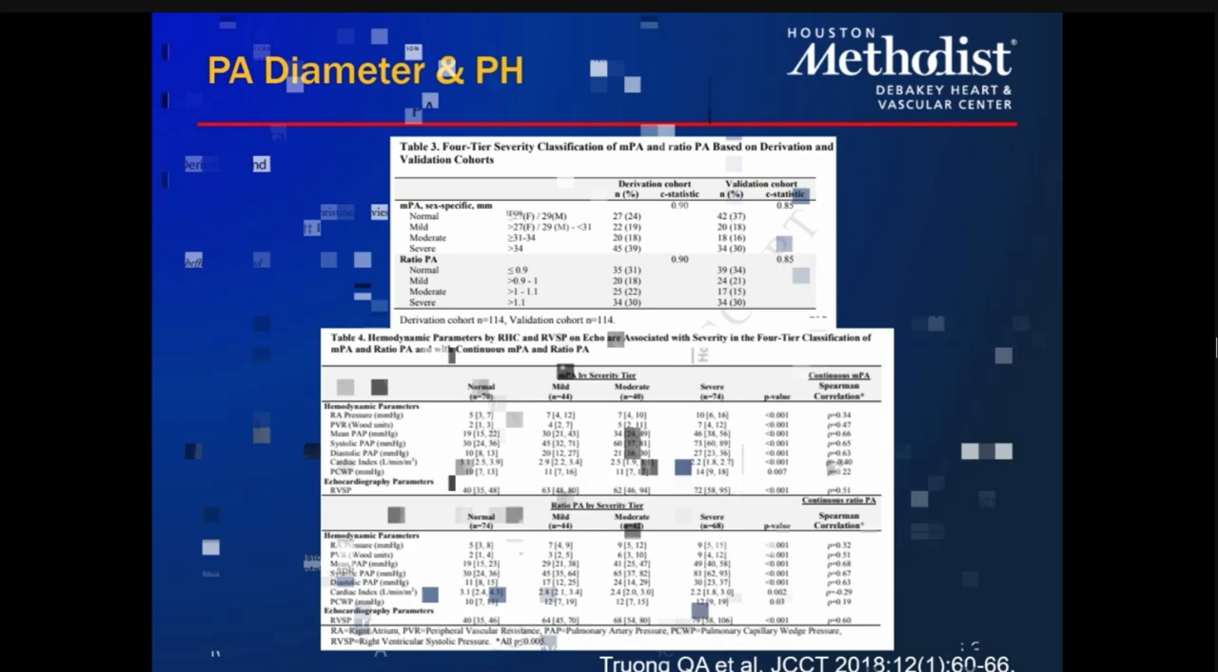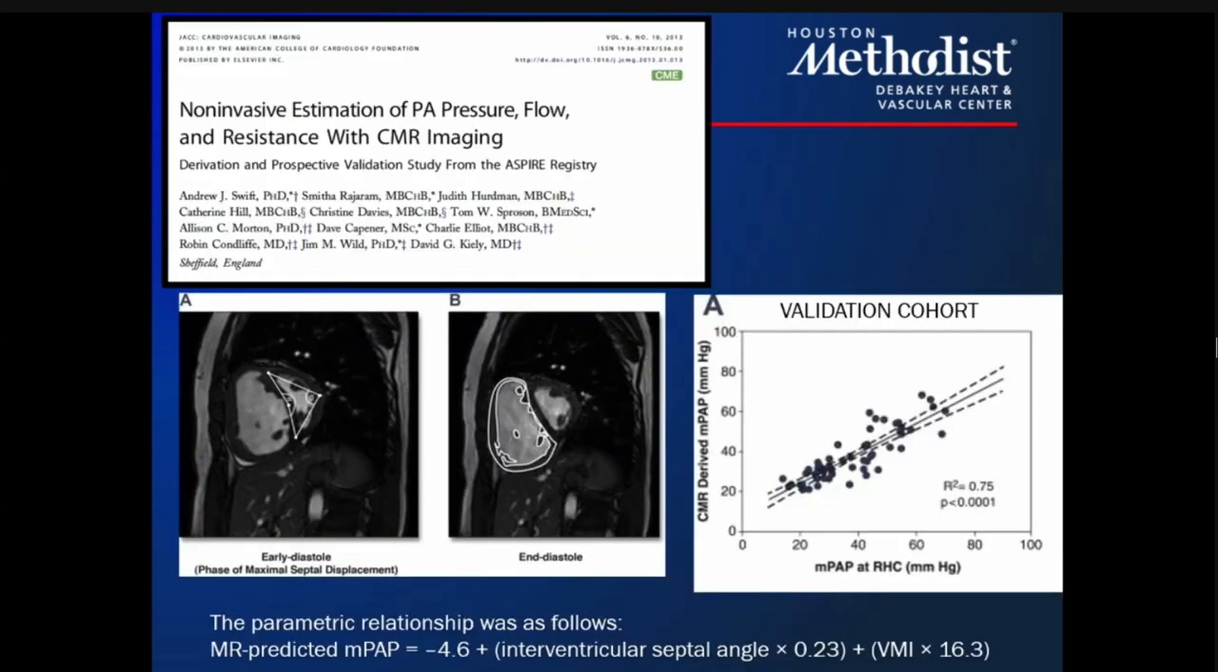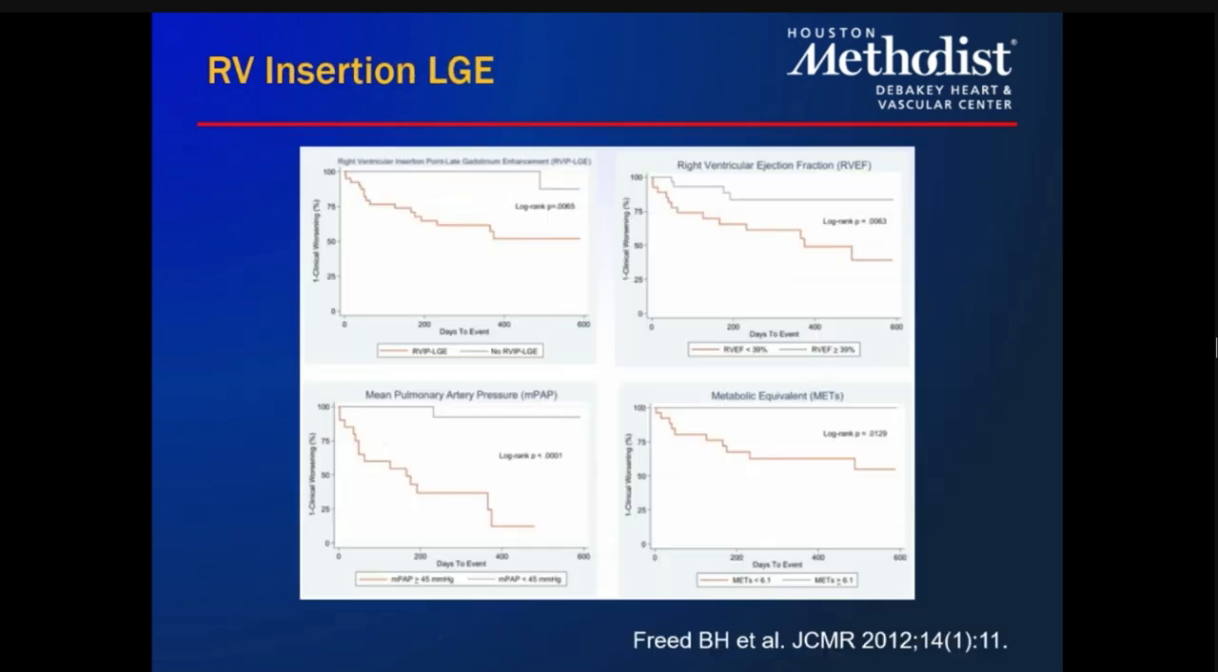Okay. But can we do it in CMR? There was some work back in the day where they tried to look at the angle between the LV and RV walls in the septum. So they tried to use septal angle, and I'll show that there have actually been some advances since then. But obviously, this hasn't taken off because most centers don't use this for pulmonary pressure estimations. Okay. I'm not going to go into that.